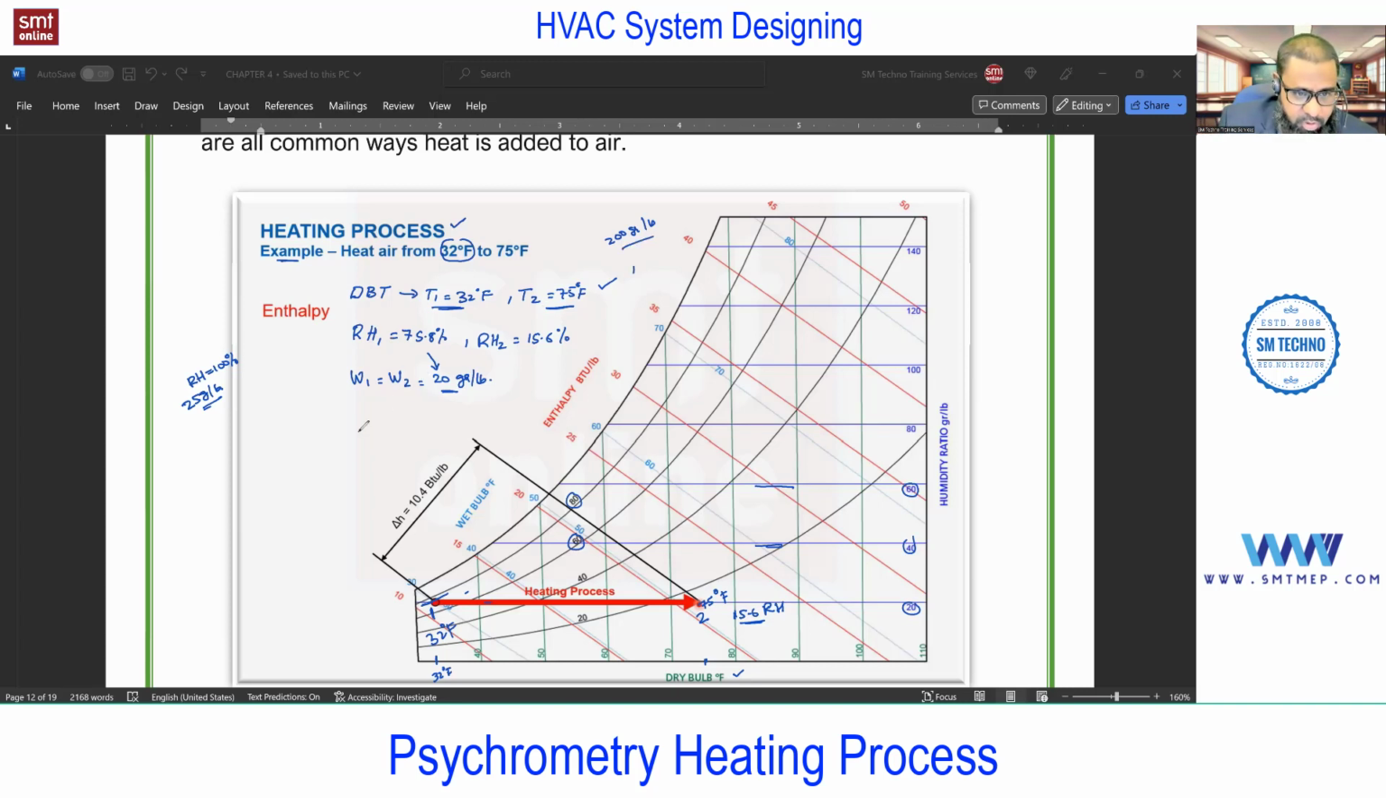Now if you talk about the enthalpy, the heat, you see H1 at this point, and you see these red color numbers represent the enthalpy. So H1, if you check with the psychrometric software, is 11.6, and H2, I'm getting say 22 BTU per pound, and delta H is what?